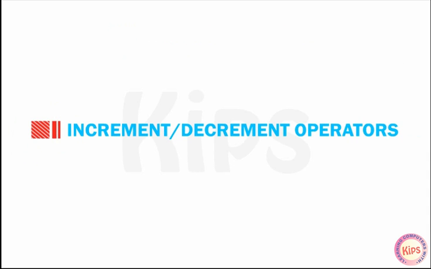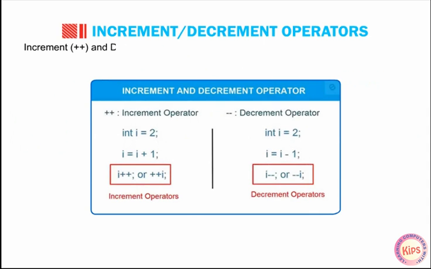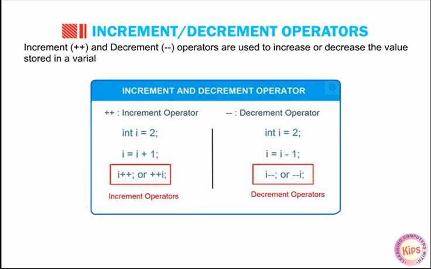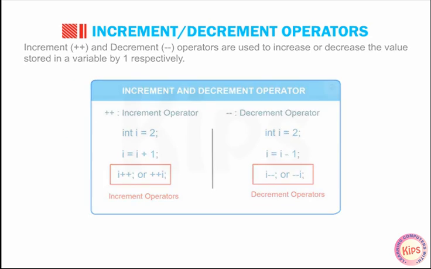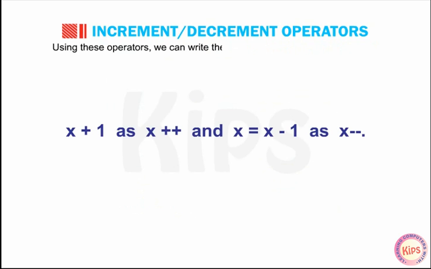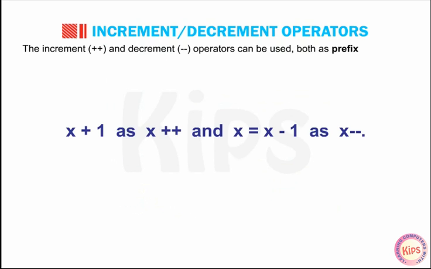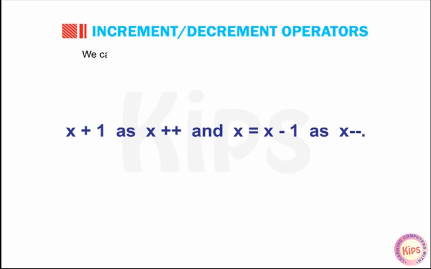Let us talk about increment or decrement operators. Increment and decrement operators are used to increase or decrease the value stored in a variable by 1, respectively. Using these operators, we can write the expressions x = x + 1 as x++ and x = x - 1 as x--. The increment and decrement operators can be used both as prefix and suffix. We can make use of these operators in the following manner.